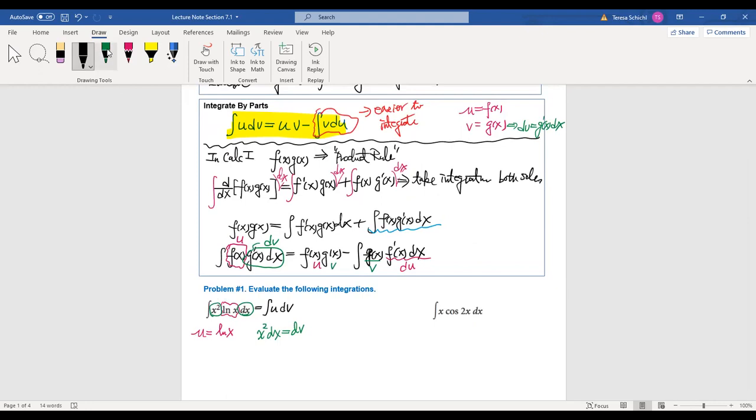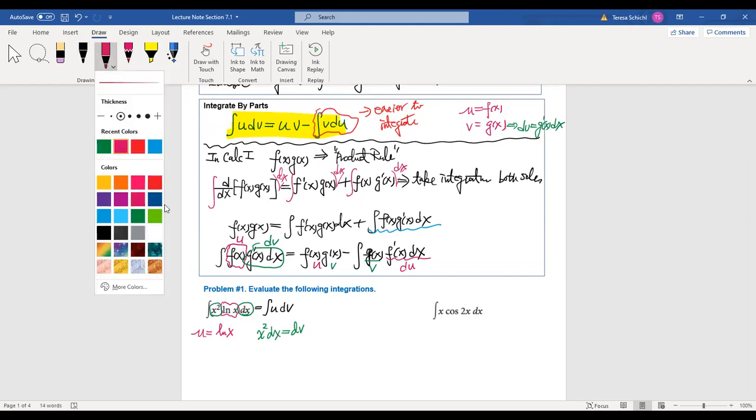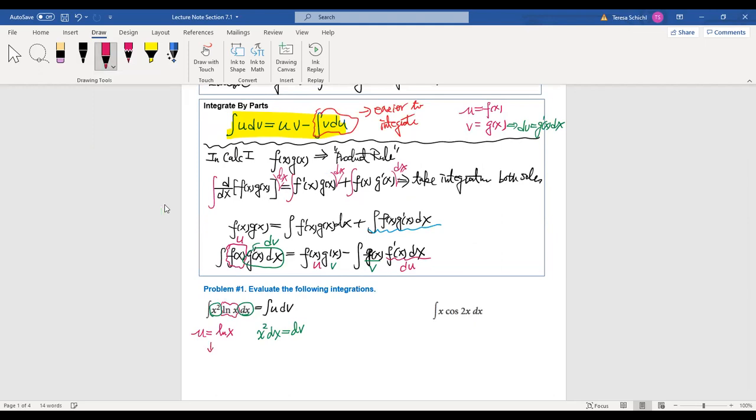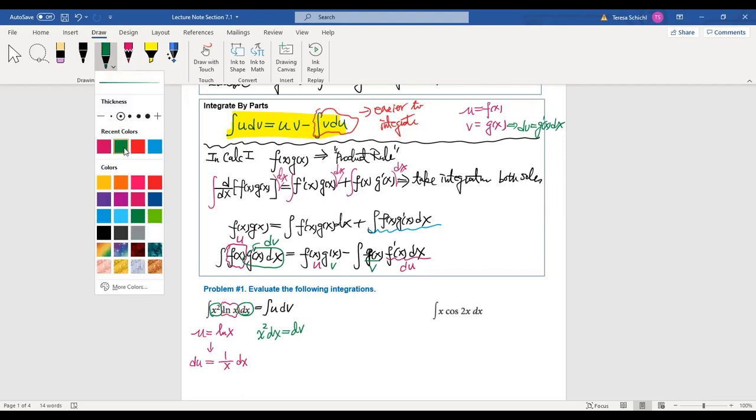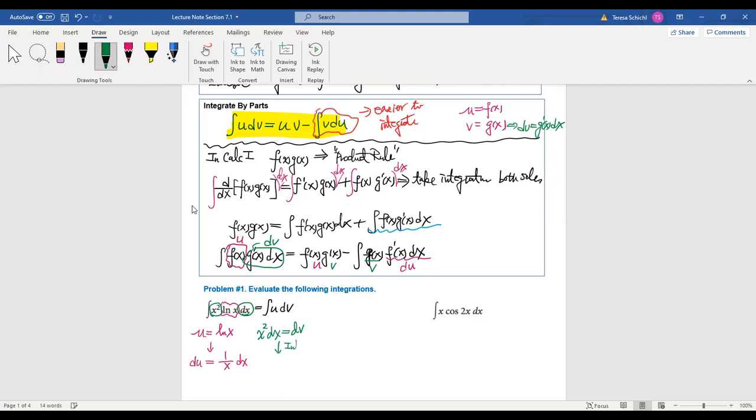Okay, so now remember we said one thing we need to take the derivative of. So this part I'm taking the derivative. When you take the derivative, u becomes du, right? So what is the du? The derivative of natural log x is 1 over x dx, correct? All right. Now the next thing here, this one I need to do the integration.